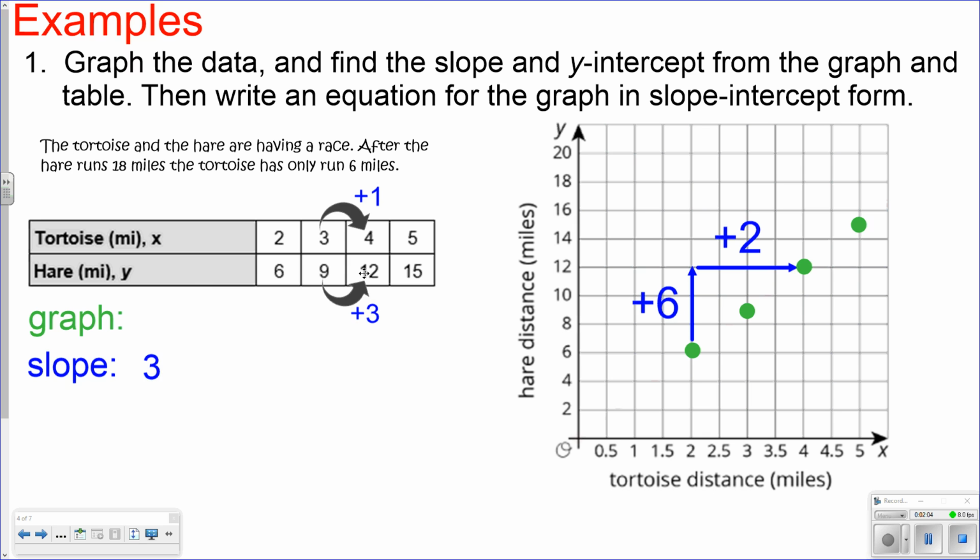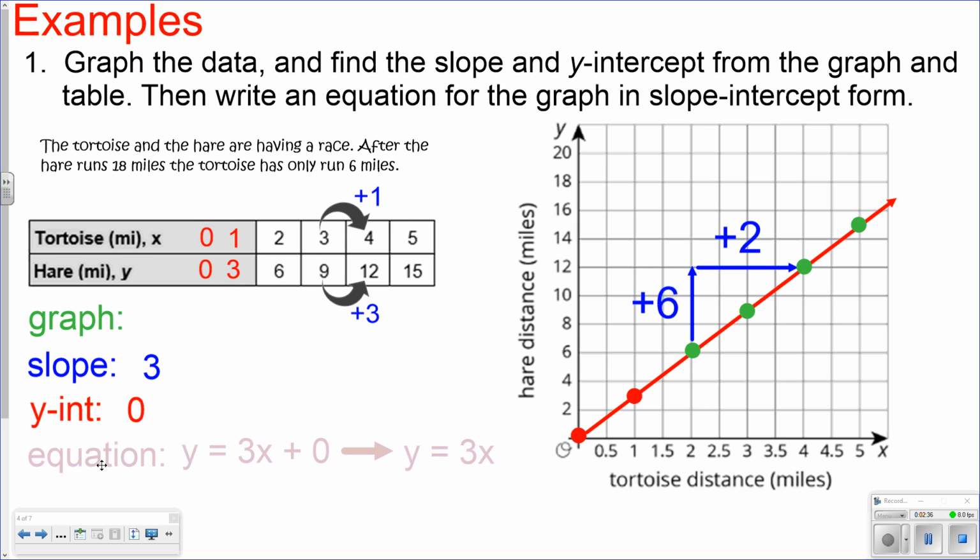Then we'll find the slope, so the change in y over the change in x, that's 3 over 1. Or from the graph, up 6 over 2. You're going from 2 to 4. So 6 over 2 is still 3. To find our y-intercept, we can continue our line and see that it goes to 0, 0. Or the x is going up by 1, so we'll go backward, and the y is going up by 3, so we go backward, and either way it's 0, 0. So our equation is y equals 3x plus 0, which we drop the 0 and just say y equals 3x.